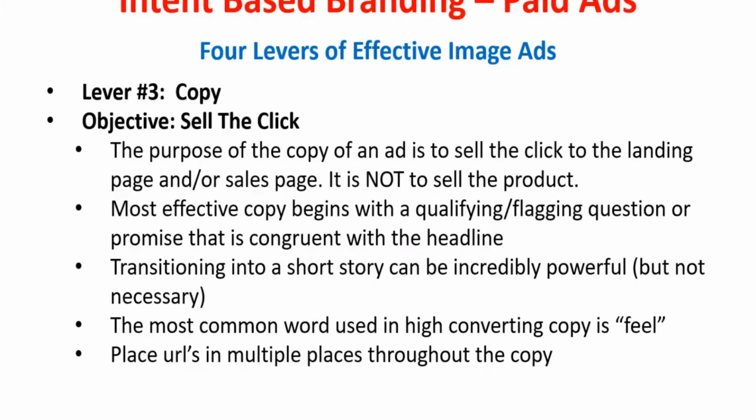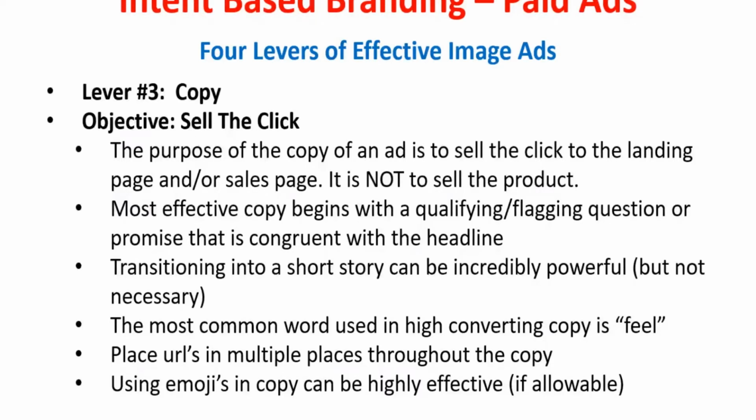All right. Placing URLs in multiple places throughout the copy is going to absolutely help you with your conversions. You should typically have your URL placed in the first 3 to 5 lines, again in the middle, and then again at the very end. And remember to use your UTM parameters, a URL that has your UTM parameters specific for that piece of copy in there. We've talked about that in the previous modules.